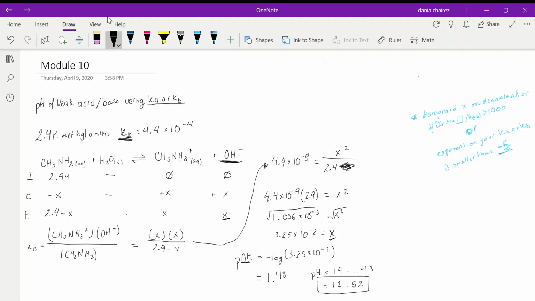And that's our pH of our methylamine, which makes sense because our number is greater than 7, and this is a base. That's also a way to double check your work: if pH is less than 7, then it should be an acid. If it is 7, it's neutral, and if it's greater than 7, then it's a base. If we had gotten a number less than 7 in this case, we would have to double check our work because this is a base. It should be greater than 7. So that's all there is to Module 10.